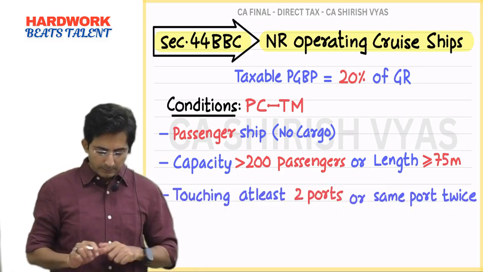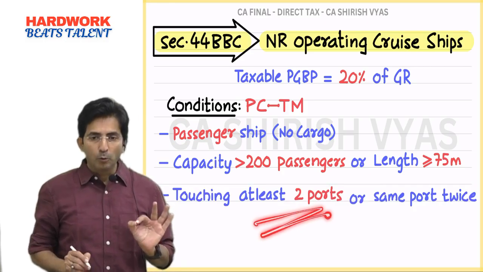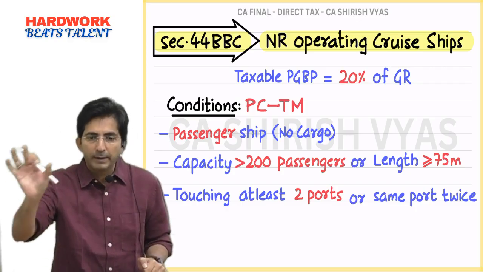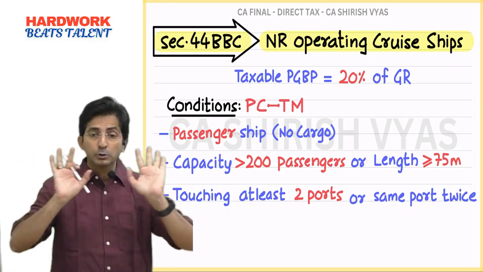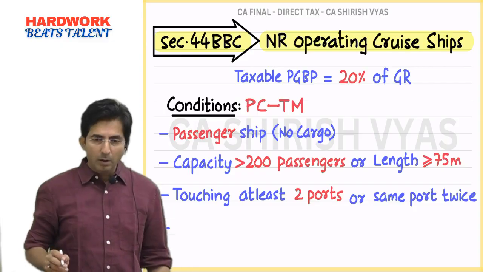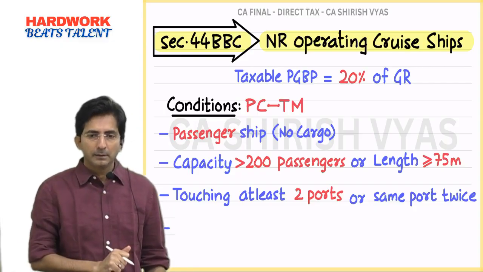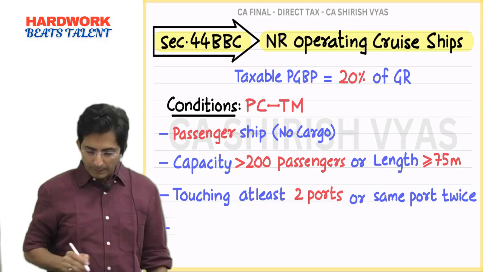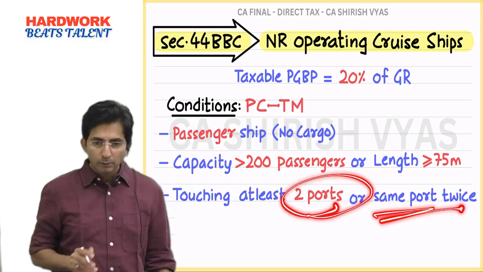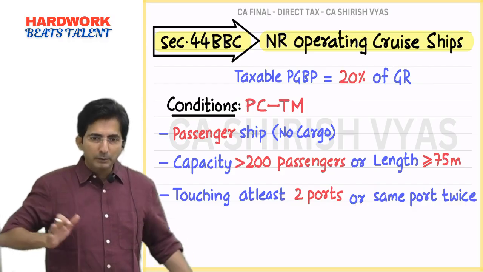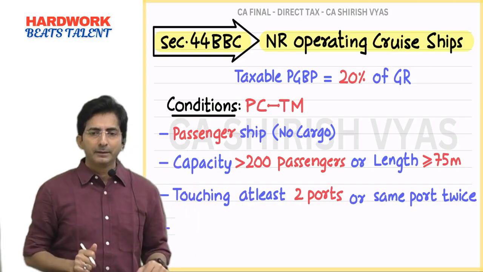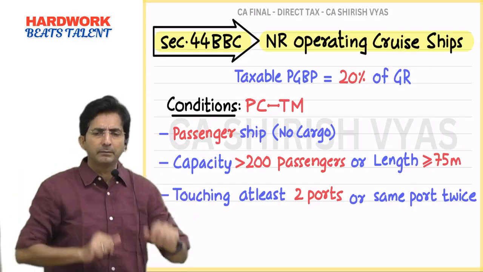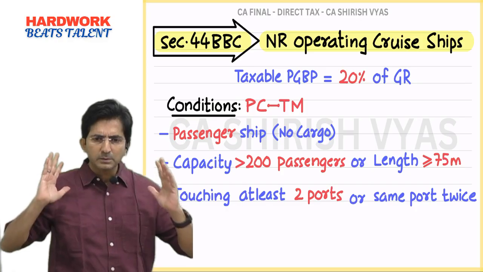See, what is the condition? It should be touching at least 2 ports. So from Mumbai, it has left. So it should touch Goa, it should touch Trivandrum. Minimum 2 ports it has to touch while sailing, or same port twice. Like in Goa it has touched, then again by sailing again they are touching Goa. So either touch the same port twice or touch 2 different ports. This is a condition, because then only we say it's a long trip. See, cruising should not happen where everyone comes on the ship and within 10 minutes they are going and coming back. It should be a long sail. Okay.